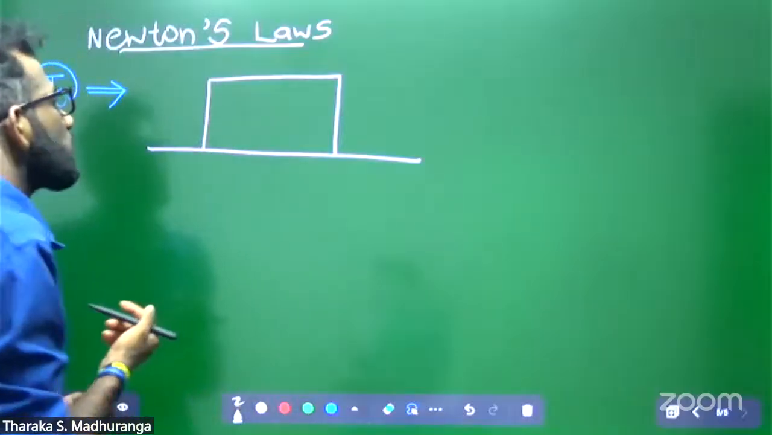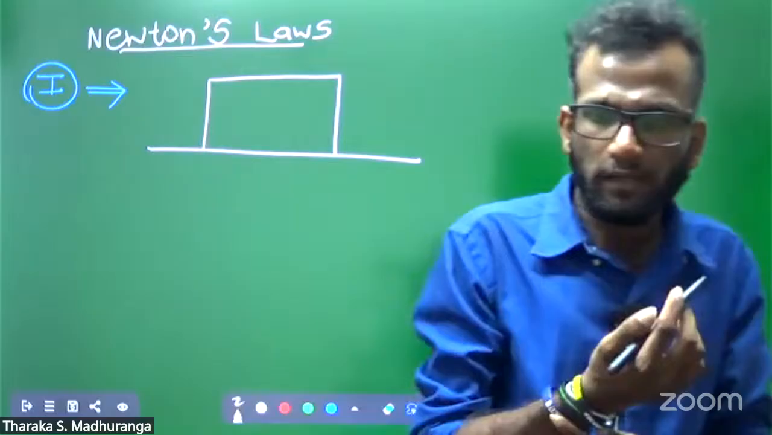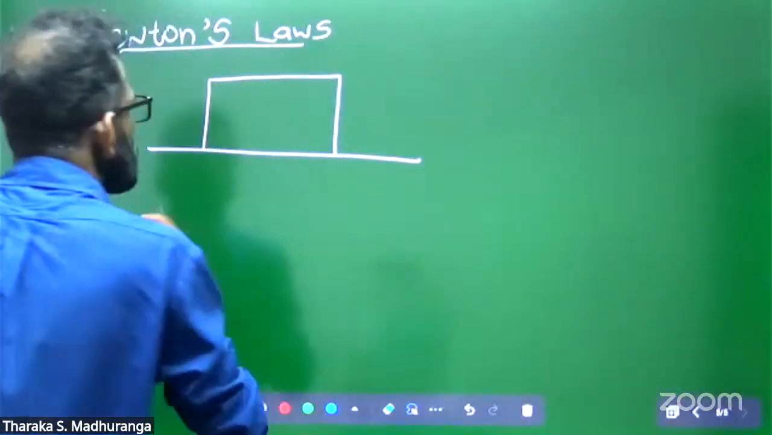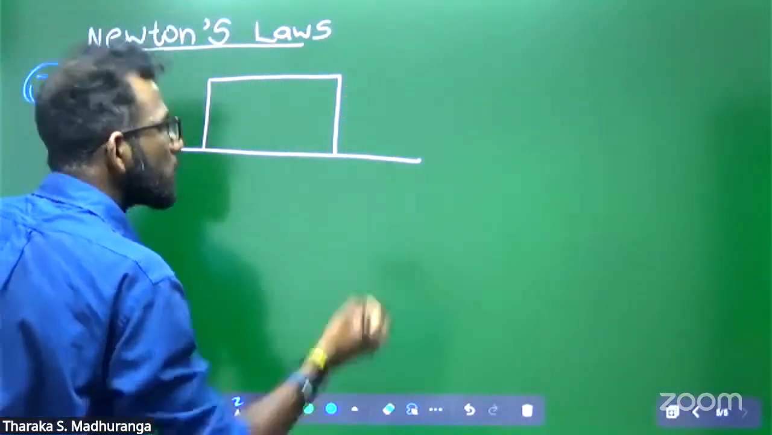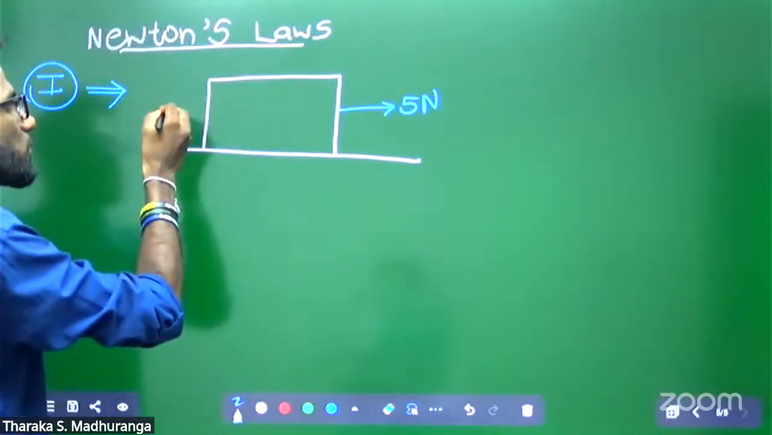The first law is: if there is no unbalanced force acting on any object. No unbalanced force means it's like this: 5 Newton in this direction, 5 Newton in this direction.